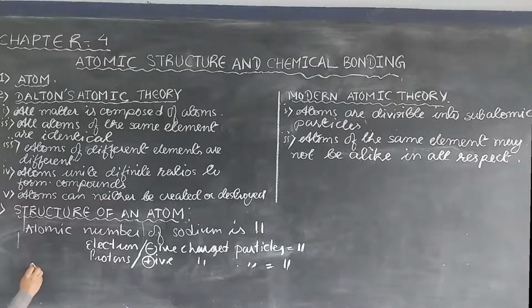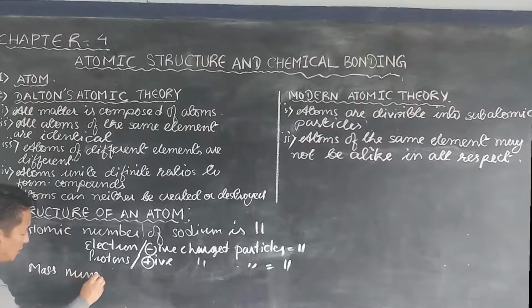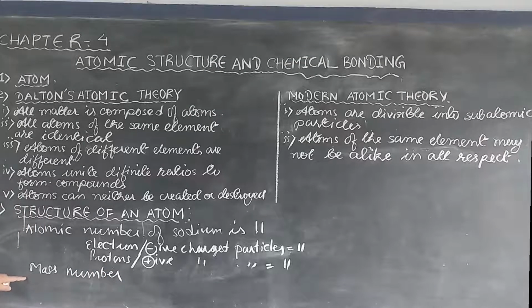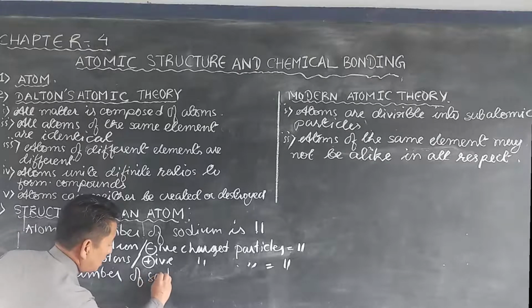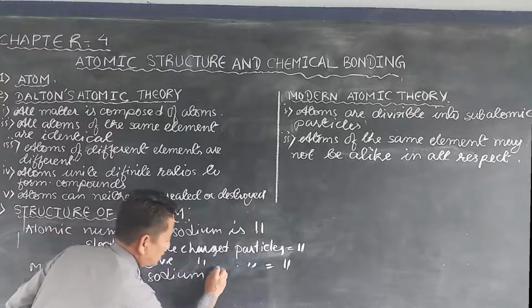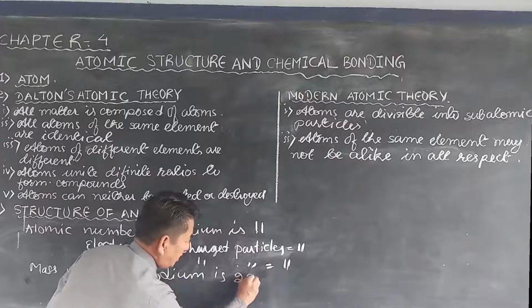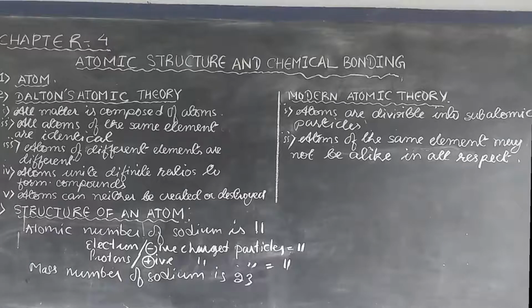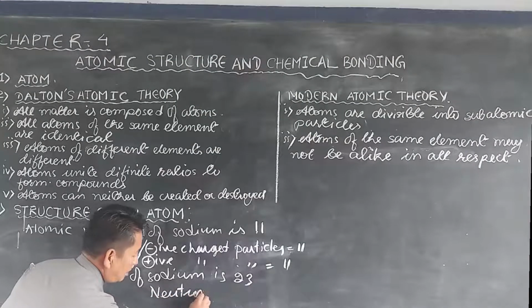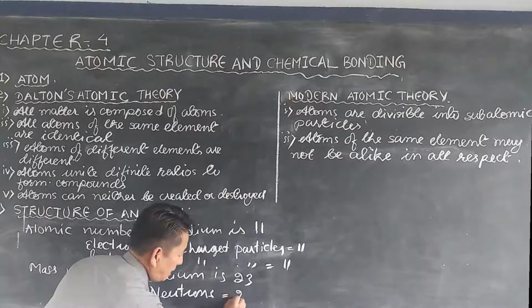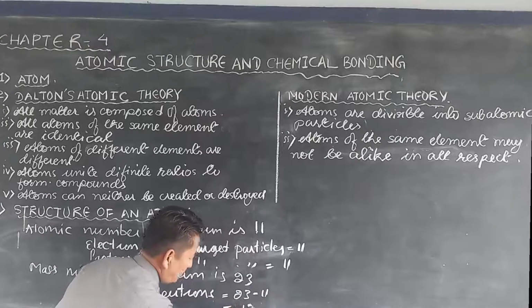Now, mass number is the sum of the protons and neutrons present in an atom. Mass number means the sum of the protons and neutrons present in the nucleus of an atom. Nucleus is the central part of an atom. Its mass number is 23. Now, how to find the number of neutrons? When you subtract the atomic number, or number of electrons or protons, from the mass number, you will get neutrons. Here, neutrons: 23 minus 11 is 12.